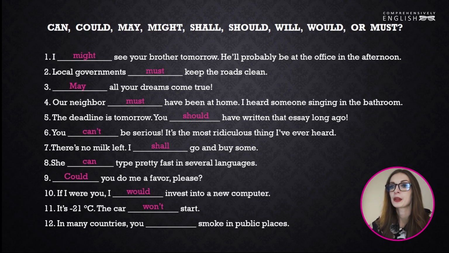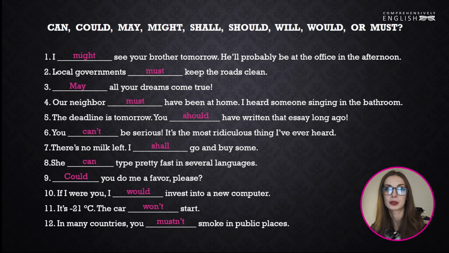And number 12, in many countries you smoke in public places. In many countries you mustn't smoke in public places. Correct, it's a prohibition. It is prohibited to smoke in public places in many countries.